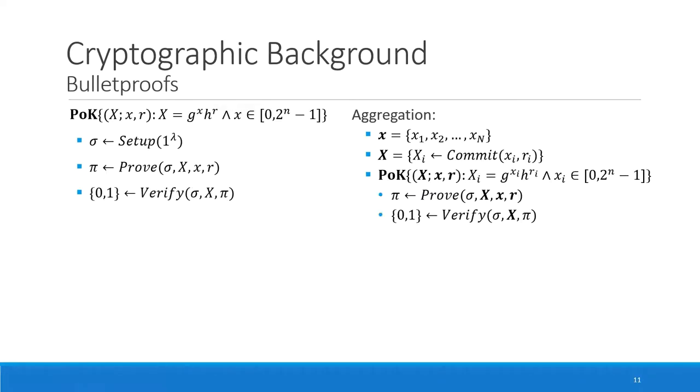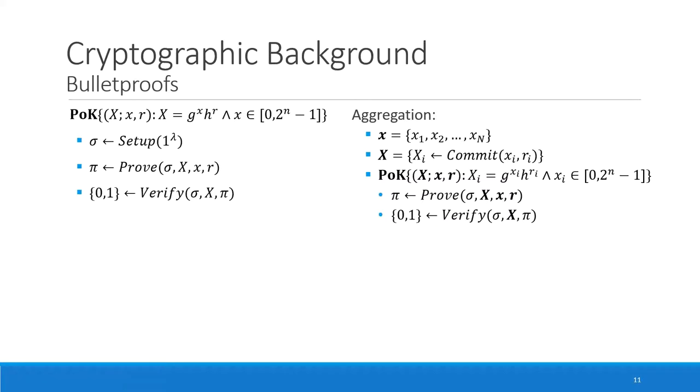The main important primitive that I'm going to use is the zero knowledge range proof. And in here, I'm going to use bulletproofs. So bulletproofs allows us to generate a range proof on a Pedersen commitment that the underlying value, let's say X, is within a certain range, like from 0 to 2 to the power n minus 1. And here we have a setup which generates public parameters.